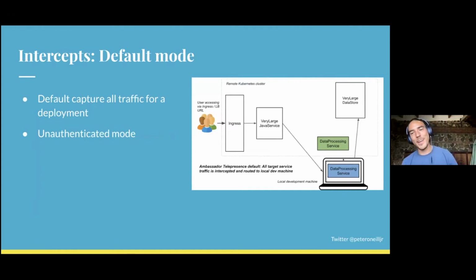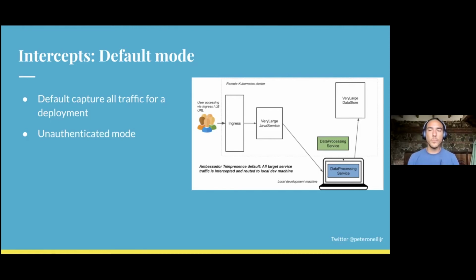What happens is all traffic comes in from the ingress to the front-end service, and instead of reaching for the normal data processing service, Telepresence intercepts all of that traffic, sending it down to your local laptop, running your local development version of the data processing service, and allowing you to get very, very fast feedback on how your local service is going to work when other services, like a front-end Java service or a back-end data store, are also connecting to it.